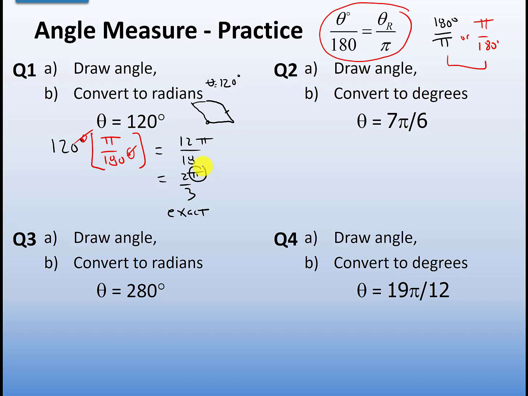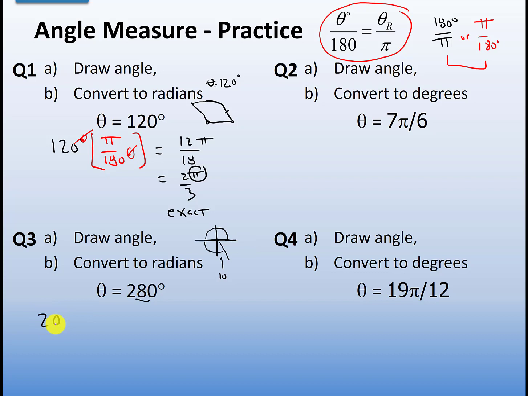Let's jump down to 280. Let's draw that one. So 280. Well, if we did this, this would be 90. This would be 180. This one is 270. It's not enough. So I need 280. So this is 270. I'm going to have to go 10 degrees more. So that little piece there is 10 beyond the 270. So that's a picture of 280.